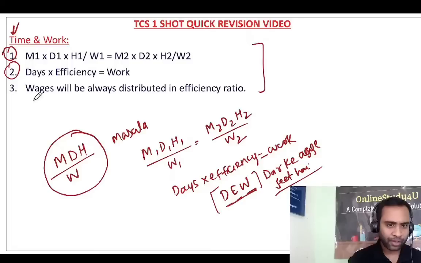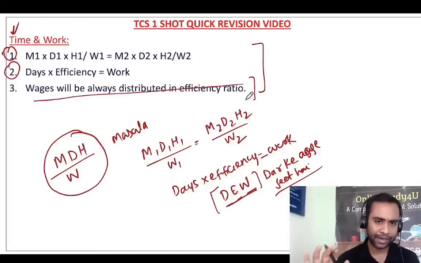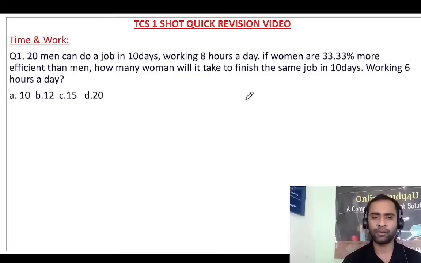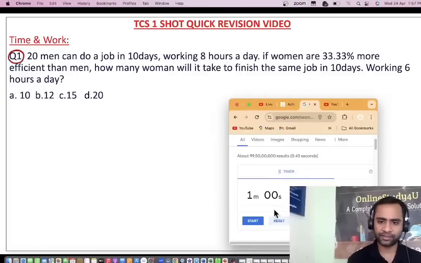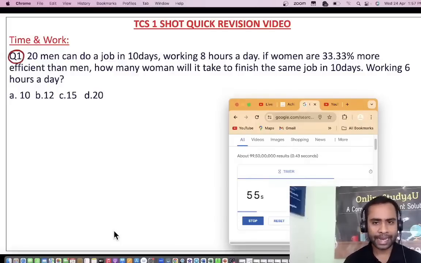Okay, and then wages will always be distributed in the efficiency ratio. This much is only required in time and work. Now, this is a very good question, so let us see how many of you are able to solve. 20 men can do a job in 10 days, working 8 hours a day. If women are 33.33 percent more efficient than men, how many women will it take to finish the same job in 10 days, working 6 hours a day?